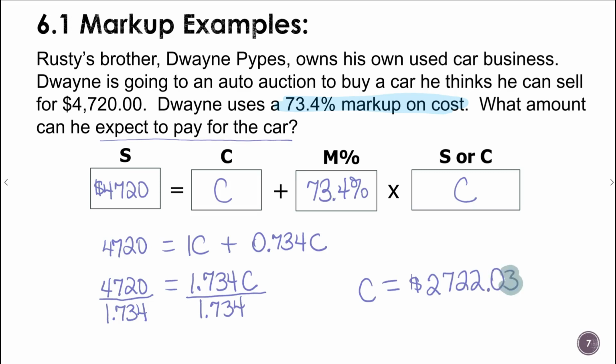Cost is always less than selling price. Selling price is always more than cost, and that is going to be standard as we work through all these questions. And hopefully that seems logical. All right, so I'm going to stop this recording, and then we'll do more equation solving and setting up the formula on the next video.